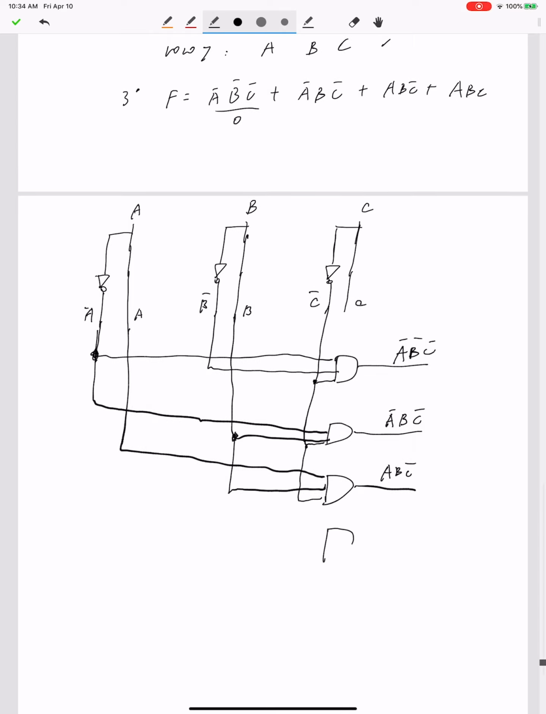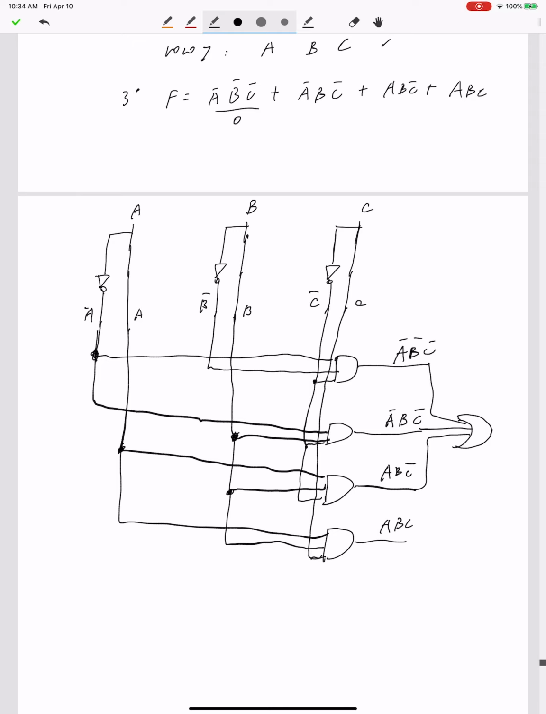The last term is A, B, C. So we need the original input A. There's a dot here because these 2 lines are touched. We need B, and we need C. C is this one. So it's going to be a long line to here. And that's A, B, C. The last step is we just need an OR gate to sum them together, right? The functionality of an OR gate is logic sum. The output is F. So that's how we draw a logic circuit to implement this logic expression.